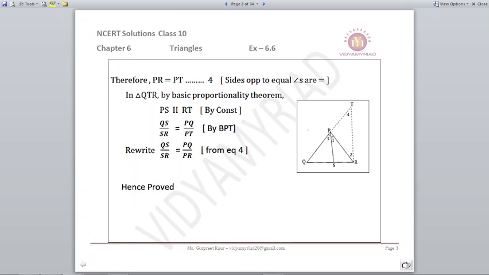Now let's take triangle QTR, and by BPT we can say that PS is parallel to RT, that we have done by construction. It means their corresponding sides will be proportional. What does it mean? QS upon SR will be equal to PQ upon PT according to triangle QTR. But we have just said that PT is equal to PR, so just substitute PR in place of PT. So our equation becomes QS upon SR is equal to PQ upon PR, and hence we have proved it.